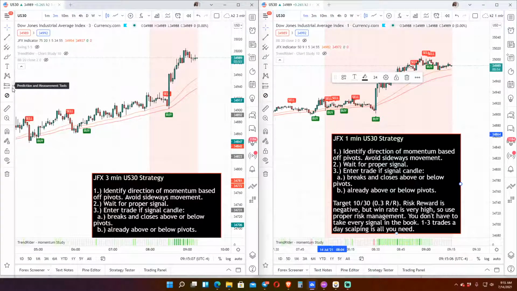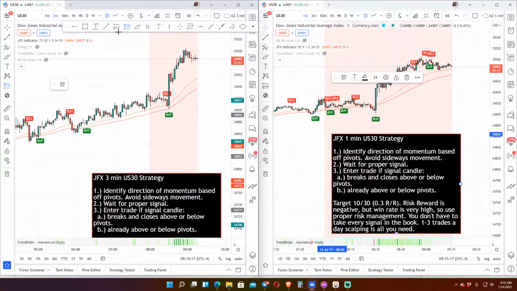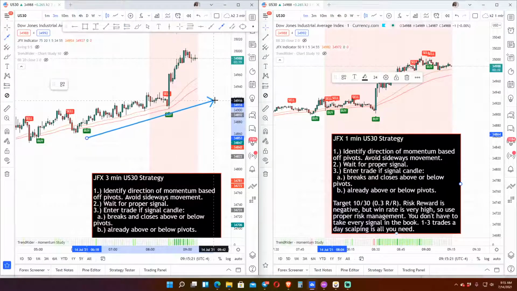Well, that basically gives us a bullish momentum. That's the direction. Let me go ahead and draw this out for you if I can find the tool. Okay. See how it's angled up like that?